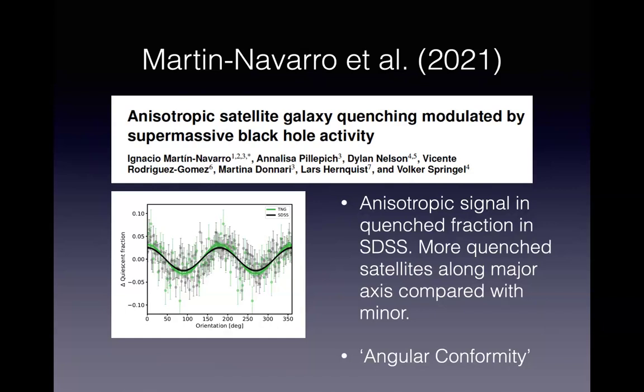Now, they don't see this in Illustris, not TNG. So there's Illustris TNG and there's Illustris that isn't TNG. The original simulation is just called Illustris. They don't see it in that at all. It's completely flat. The reason they think this is because Illustris TNG has a much stronger AGN feedback signal than Illustris.